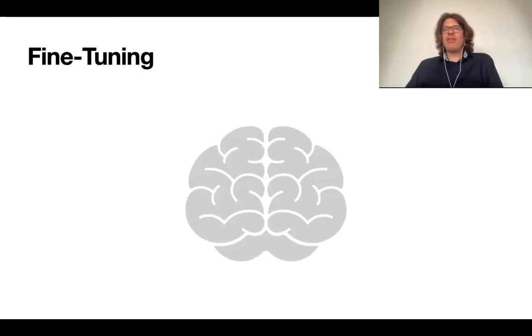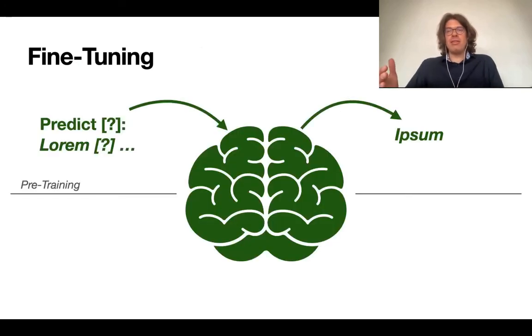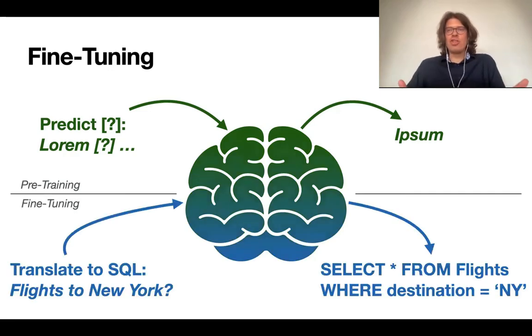Now, in fine-tuning, we start with a randomly initialized neural network. Then we train it in an expensive pre-training step using a task for which large amounts of training data are easily available. For instance, trying to predict obfuscated words in a text document. Now, this pre-training step happens once, but the resulting model can be easily specialized for other tasks, such as trying to translate natural language questions into corresponding SQL queries.